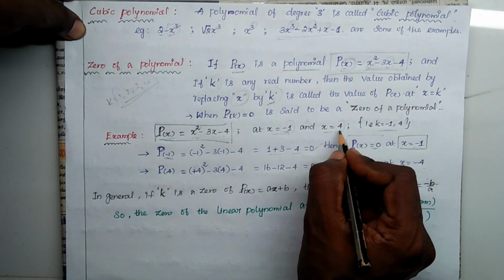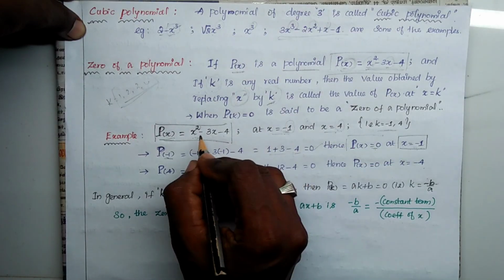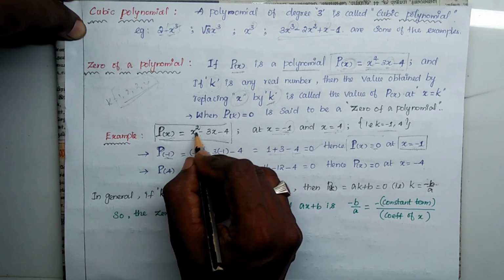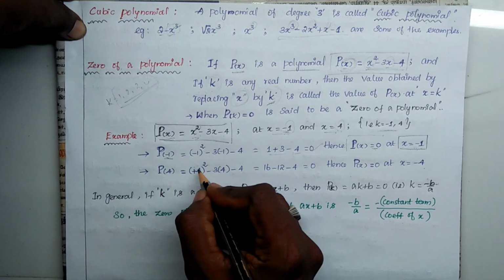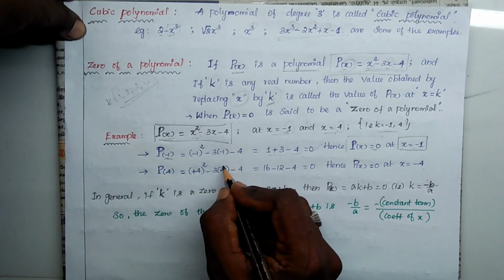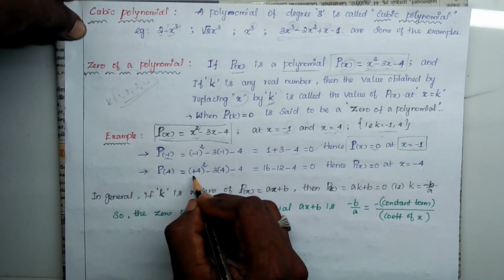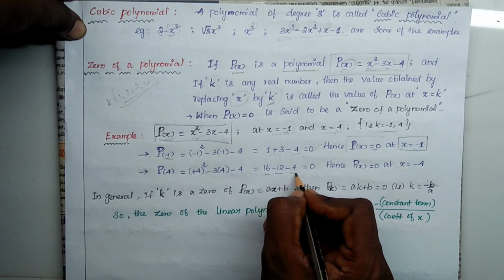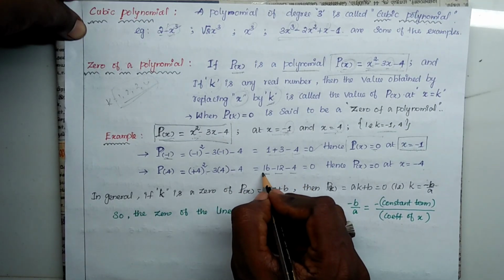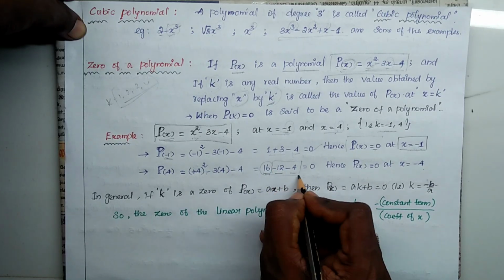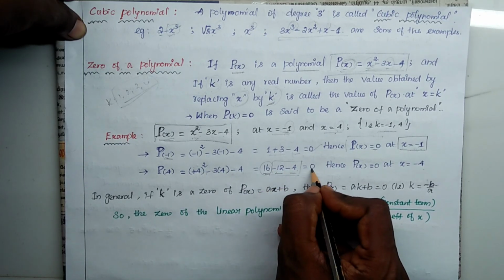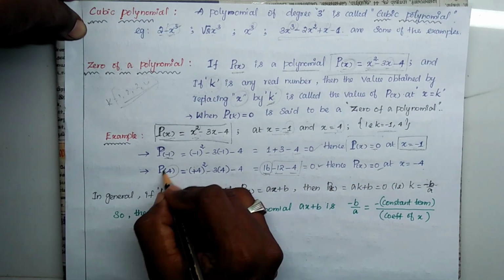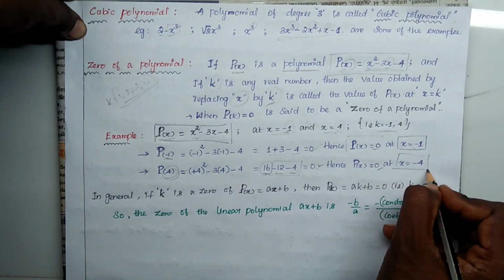Similarly, we are going to apply x is equal to 4 for this polynomial equation. Now x is equal to 4 means we are going to apply 4 here. So that will become 4 square minus 3 into x, which will be 4, minus 4. 4 square is 16, minus 3 into 4 will become minus 12, and minus 4. So here my 16 is there, minus 12 minus 4 will become minus 16. 16 minus 16 is 0. Now this polynomial becomes 0 at x is equal to 4, right?